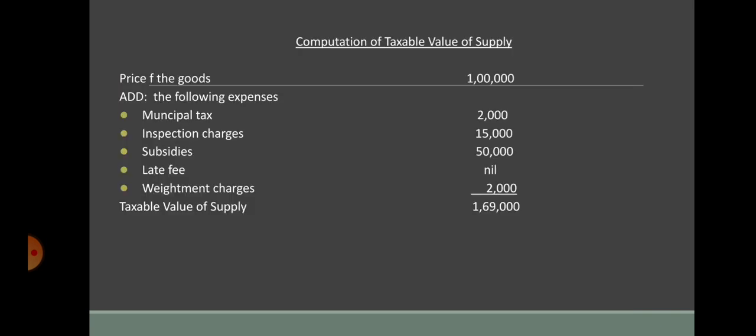2,000. So you take the heading price of the goods 1 lakh, and for that you add municipal tax 2,000, inspection charges 15,000, subsidies 50,000, late fees I told you is waived off by the supplier, means you don't consider it here, you take it as nil. Weighment charges is given, so it is 2,000. So you add all these expenses, and you'll get 1,69,000. So that is the taxable value of supply.